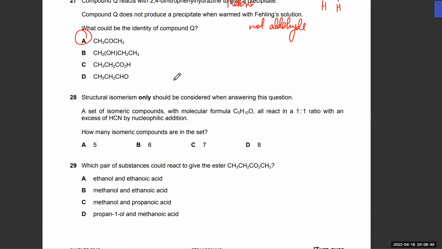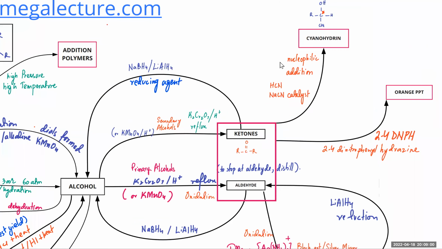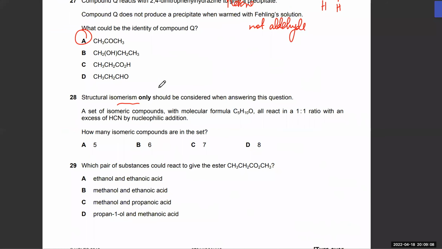That's the next one. Structural isomerism only, so no geometric, no stereo. A set of isomeric compounds with the molecular formula C5H10 all react in a 1:1 ratio with an excess of HCN by nucleophilic addition. So that means it's either an aldehyde or a ketone, because HCN with NaCN catalyst ends up forming cyanohydrins, and that is only done by aldehydes or ketones. How many isomeric compounds are in the set? So I'm looking for molecules that are aldehydes or ketones with the formula C5H10. So how many can you have?